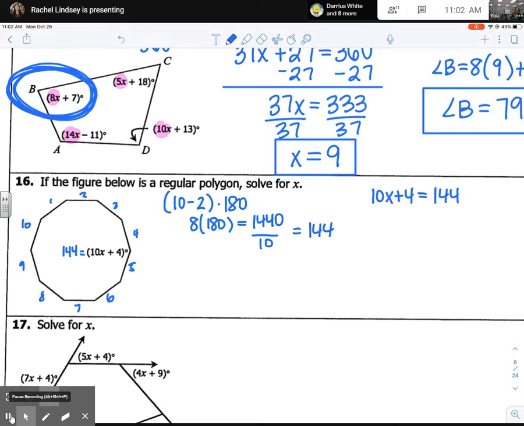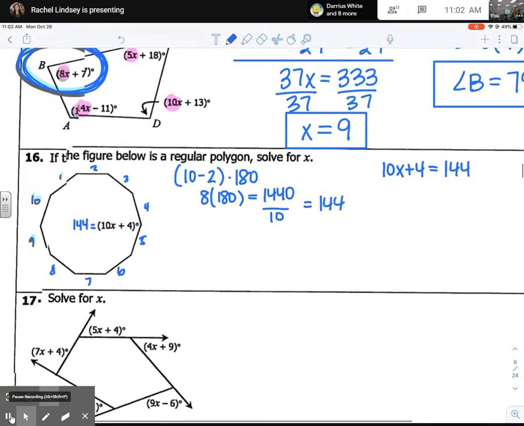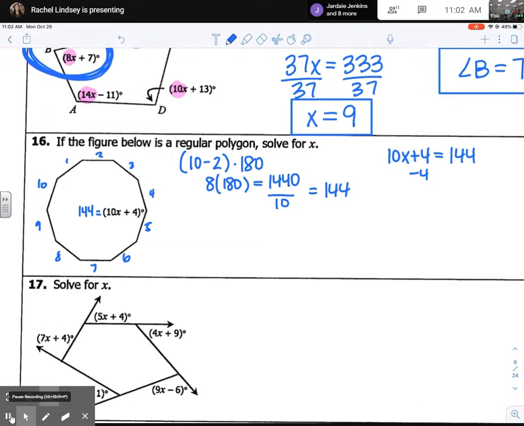So subtract the 4. That gives 10x equals 140. Divide by 10, and x does equal 14.